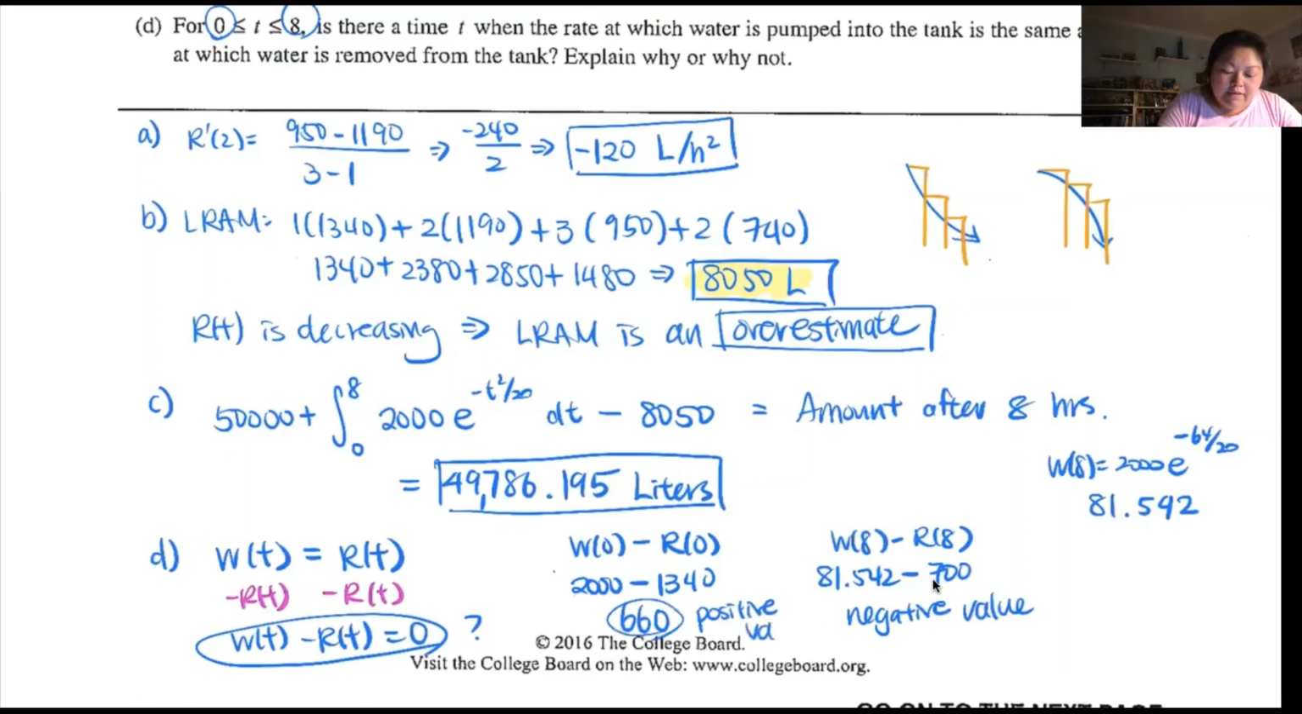So by IVT, you see that in the beginning I started out positive, and then at the end I ended up negative. So somehow through this continuous function, I must pass through 0. Because I showed that the beginning is positive and the end is negative, somewhere in the middle it must cross through the x-axis. So by IVT, W of t minus R of t must equal 0 somewhere between 0 to 8 hours. Okay, all right, that's it.